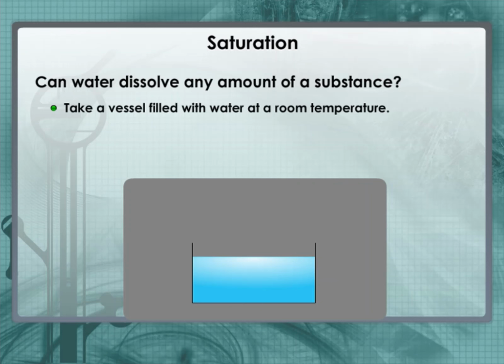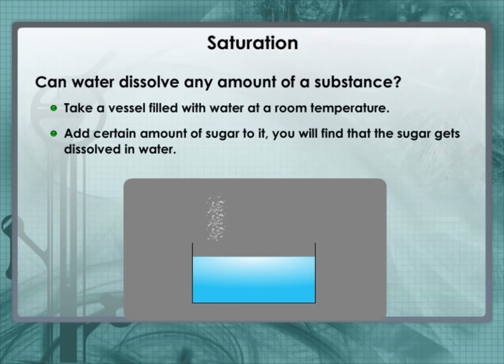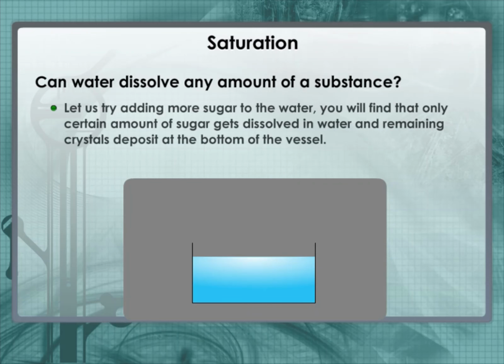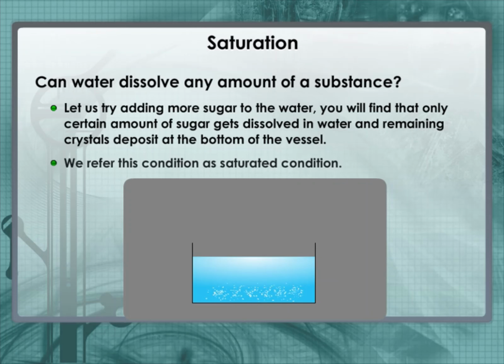Take a vessel filled with water at room temperature. Add certain amount of sugar to it, you will find that the sugar gets dissolved in water. Let us try adding more sugar to the water. You will find that only certain amount of sugar gets dissolved in water and the remaining crystals deposit at the bottom of the vessel. We refer to this condition as saturated condition.